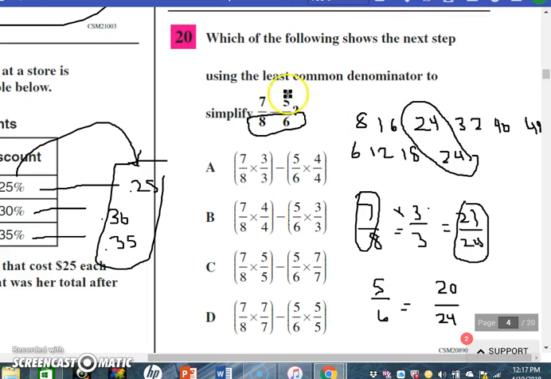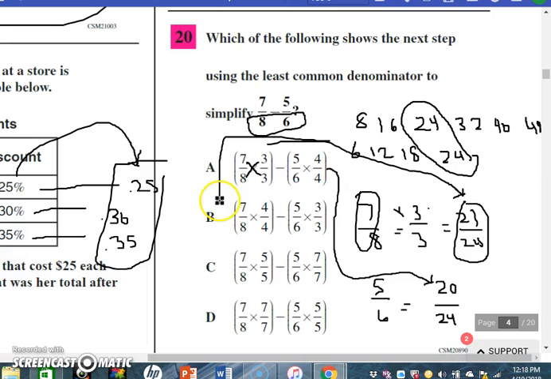You guys probably have kind of forgotten cross multiplication at this point in time, but as you can see, 7 times 3 is 21, and then 8 times 3, 24. So that's your 21 over 24. And then 5 times 4 is 20, 6 times 4 is 24, and once again, with cross multiplication, you can see that we have example A as the correct answer.